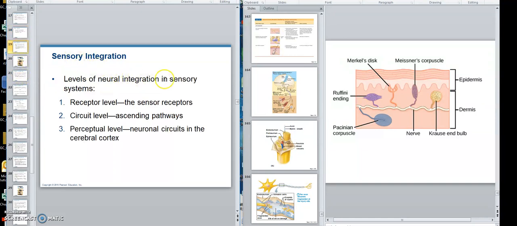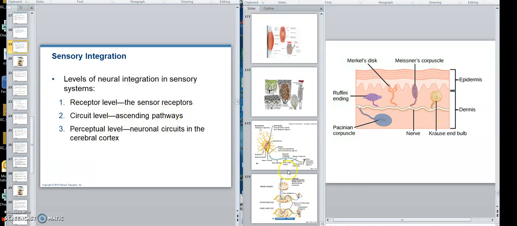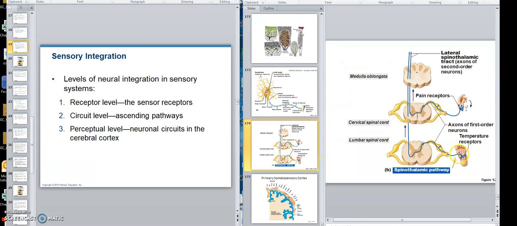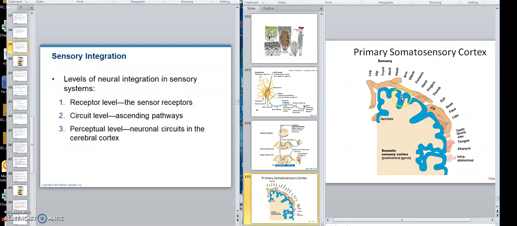Levels of neural integration: the receptor level. Okay, we talked about that. These would be the receptors. Ascending pathways, we have talked about that. This would be an ascending pathway. Those ascending pathways, again, would be a tract. Perceptual level, in the what? Neural cortex. So we really have done all of this.